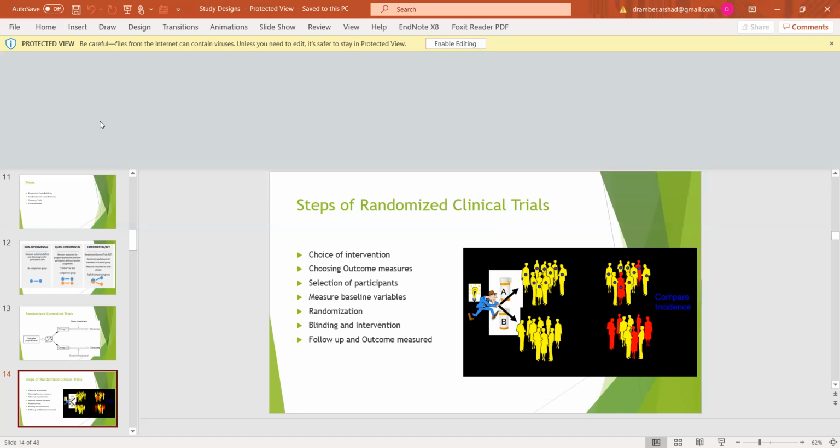We will set an inclusion criteria for the participants in the study, and we are going to measure the baseline variables. Then is the key step of randomized control trials, which is randomization. The participants will be randomly allocated to the experimental group or the control group, and then blinding can be done, which is discussed in detail later, and then intervention is done, and the last step is follow up and the outcomes are measured.